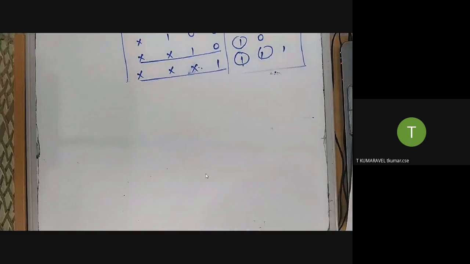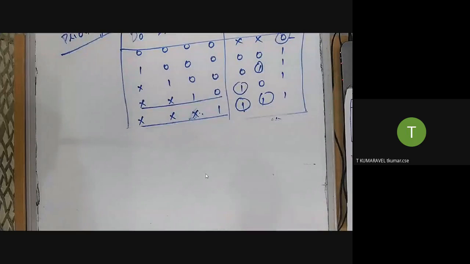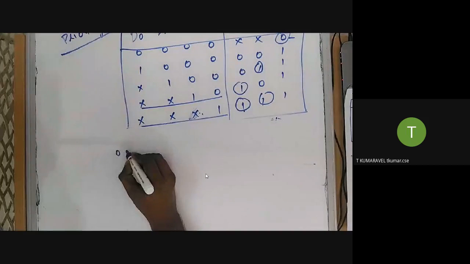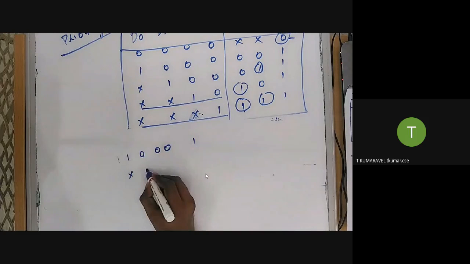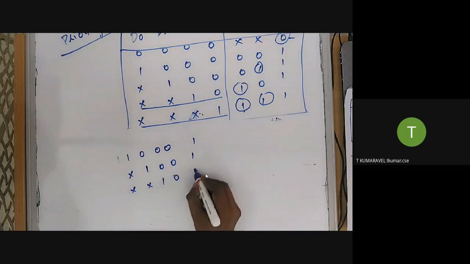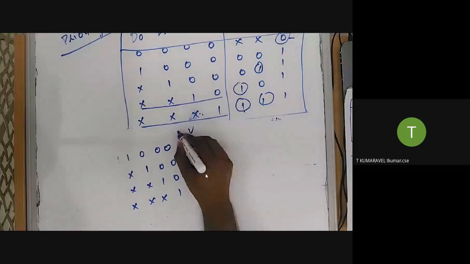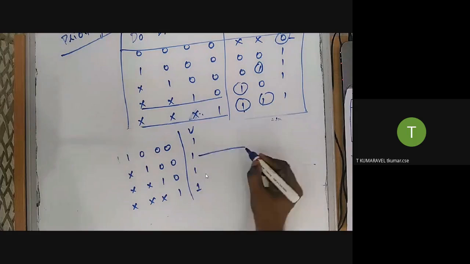Similarly, you want to generate the equation for the next output. How do you generate the equation? If you consider this one, this place alone is 0, and in the rest of the cases the output value equals 1. Sorry, 1 0 0 0: the output value equals 1. With don't care condition 1 0 0, the output value equals 1. Here two don't care conditions, the output value equals 1. Here three don't care conditions, the output value equals 1. Here only this one the output value equals 1.